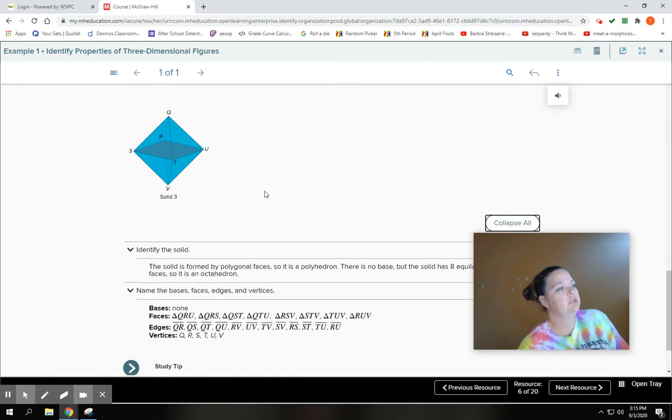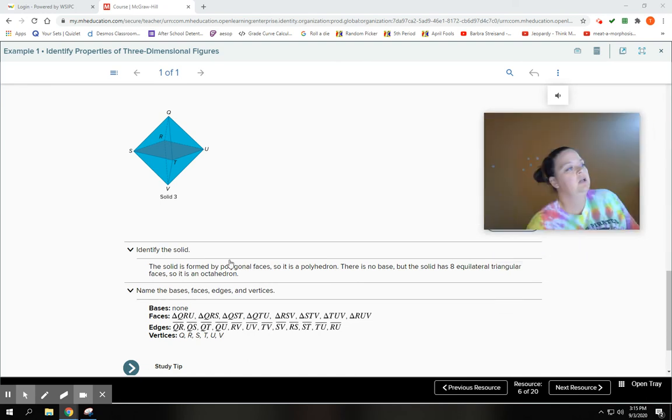And the last one, this solid is formed by polygonal faces, so it is a polyhedron. There is no base, but the solid has 8 equilateral triangle faces, so it is an octahedron. Octahedron is what we call that. There is no bases, as we said. It's kind of like one of those spinny top thingies. It just kind of stands on its vertice.